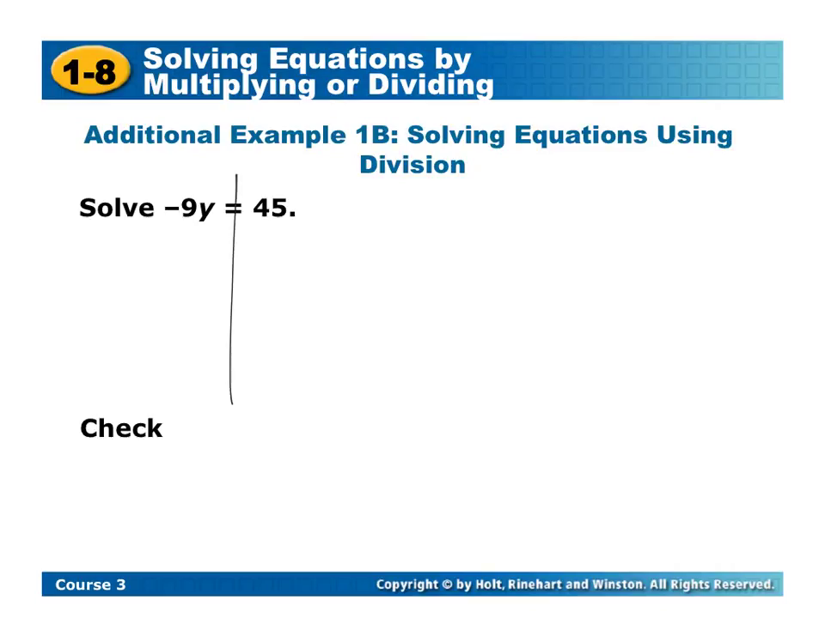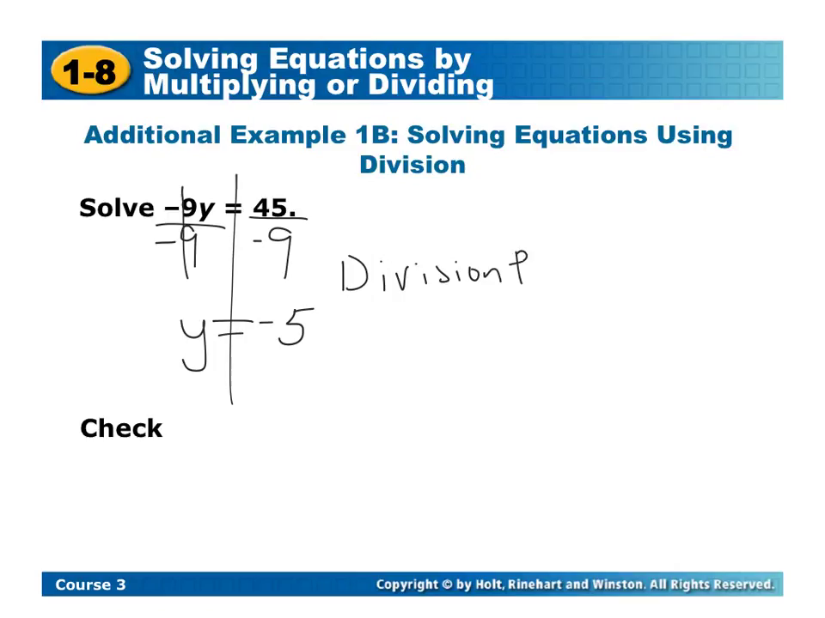So here once again we're multiplying, so I'm going to divide both sides by what's being multiplied, in this case -9. Those -9's are going to cancel out and become 1 times y, or just y. 45 divided by 9 is 5, a positive divided by a negative is a negative. Once again, this is the division property. I'm going to check that by taking -9 times -5. 9 times 5 is 45, a negative times a negative is a positive, so it checks.